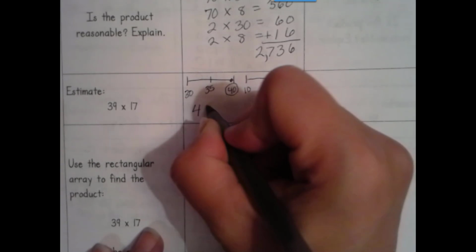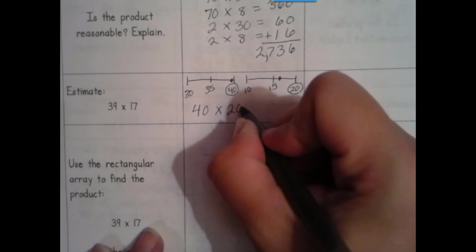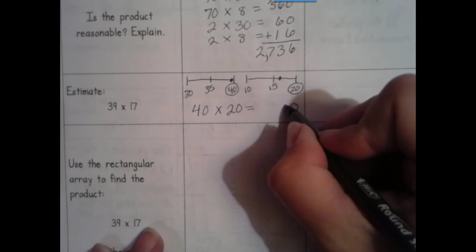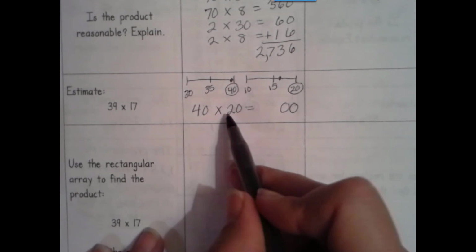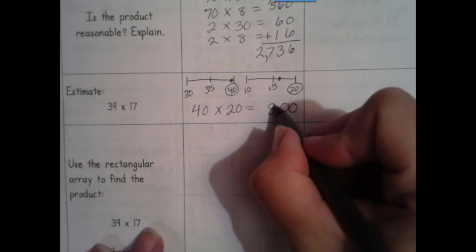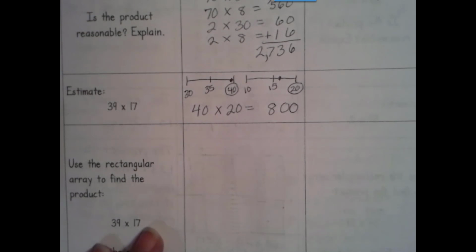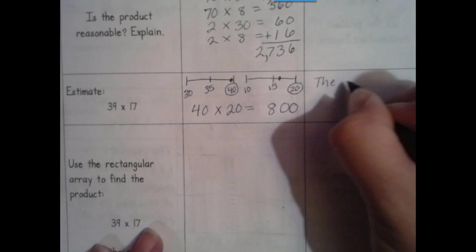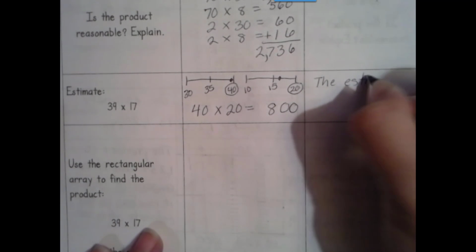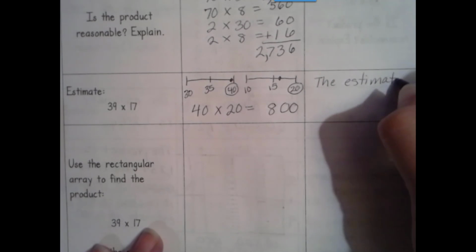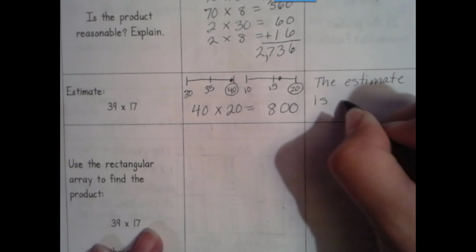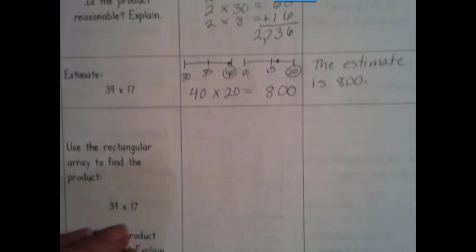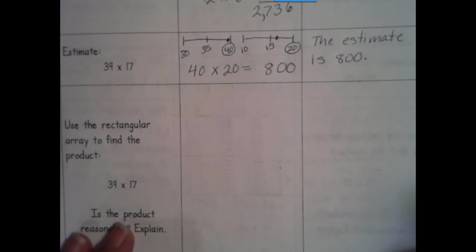20. So 40 times 20. I have 1, 2 placeholders, moves it over 1, 2 places. 4 times 2 is 8. So my estimation there is 800. The estimate is 800. Now let's find the actual product.